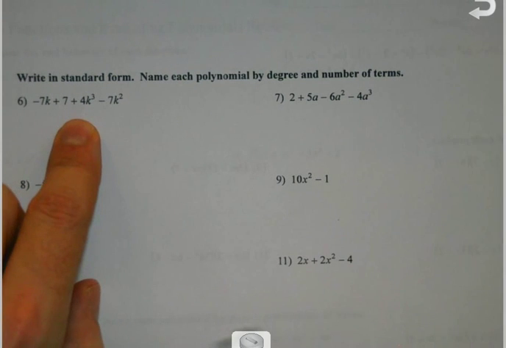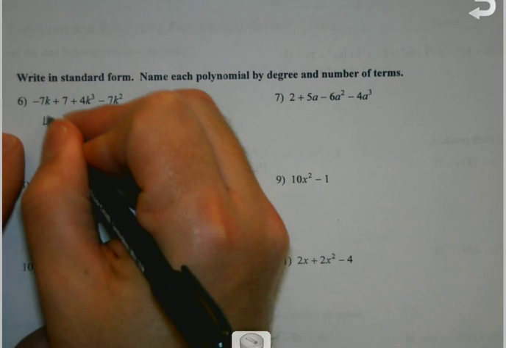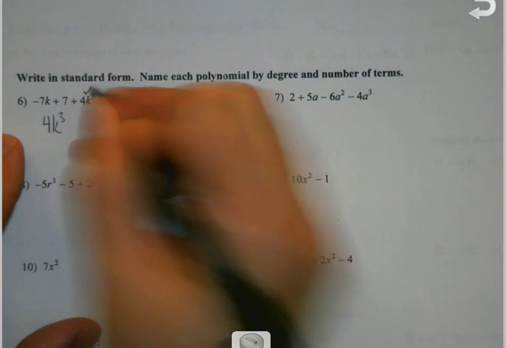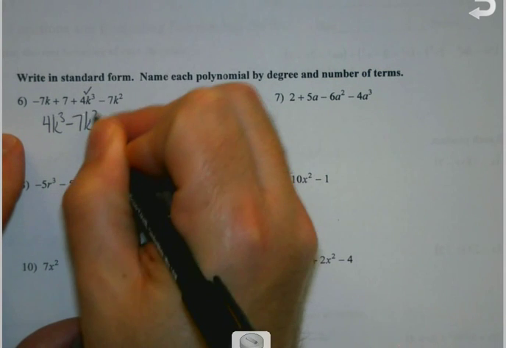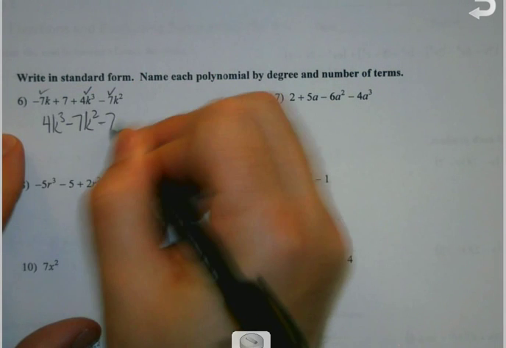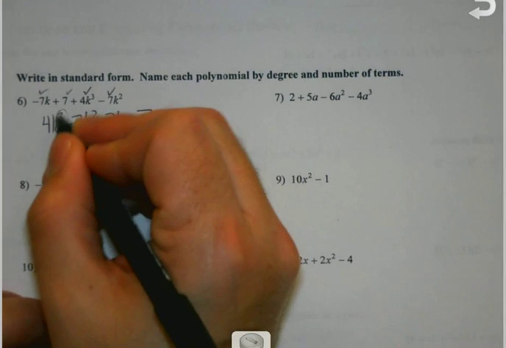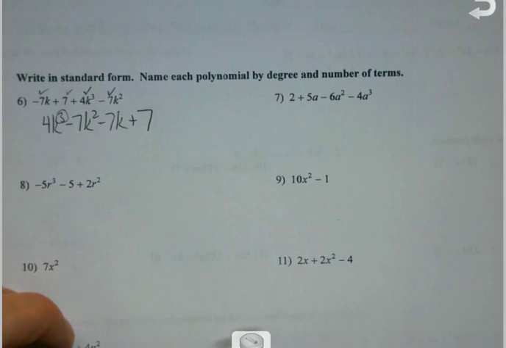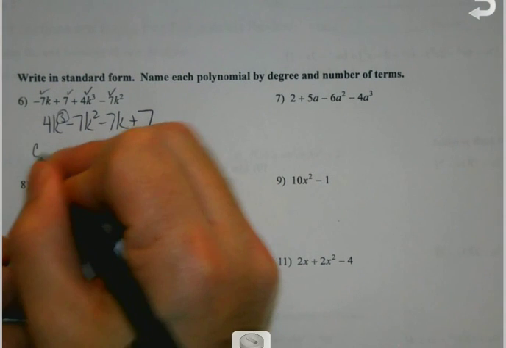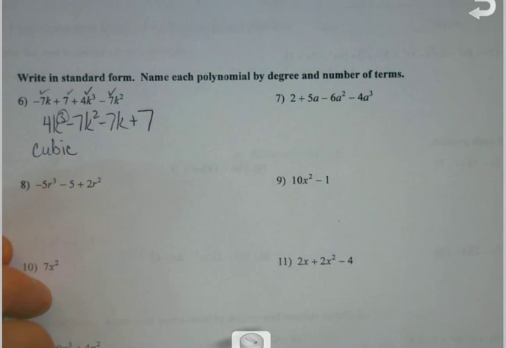So let's say when we were looking at number 6. Standard form, find the biggest exponent and work your way down. Okay, so there's my standard form. I can check that off my list. Name by degree. The degree is always determined by the biggest exponent that you have. So this is a cubic.